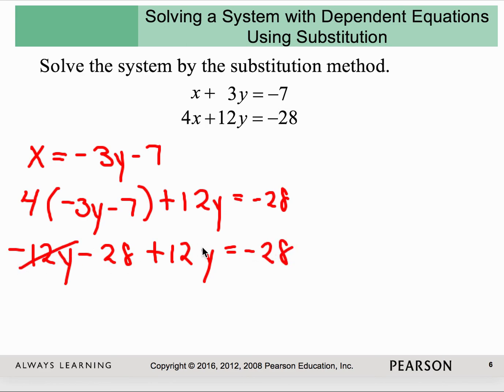Hey, look at this again. If your variables disappear, it's either no solution or an infinite solution. Now this one, we got the same thing on each side. -28 equals -28. It always does. We call this a dependent system, right? They're dependent on each other. They're the same line is what that means. They're really the same line.